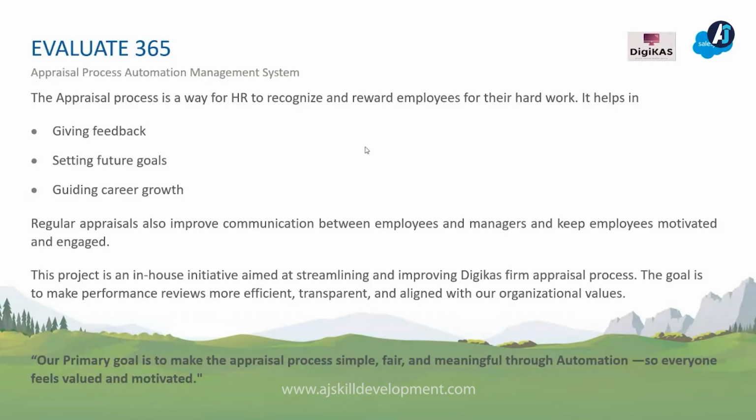In DigiKAS, every month they circulate forms to all the employees through mail. They send 3 mails to all the employees: a self-appraisal form, a mentor's review form, and a performance review form. These 3 forms are circulated, and before the 30th, the end of the month, they have to be sent back to the HRs, who evaluate them and give the rating on the monthly performance of an employee. This is the process they are following in DigiKAS right now.